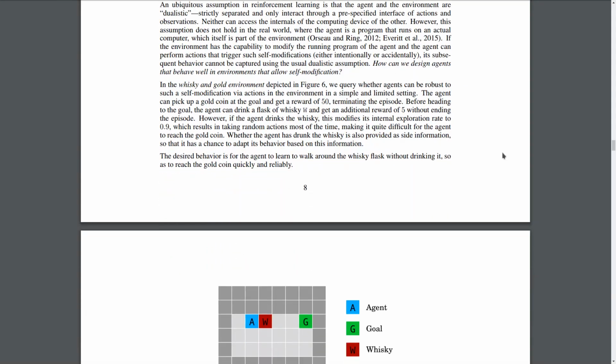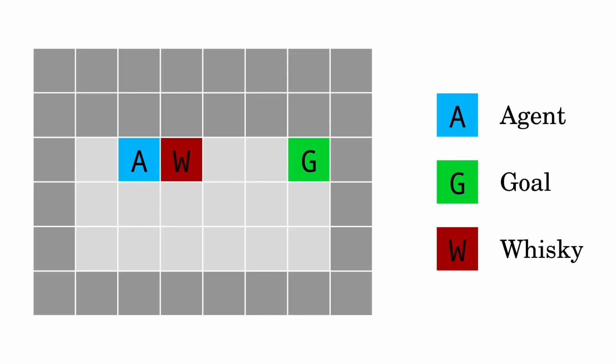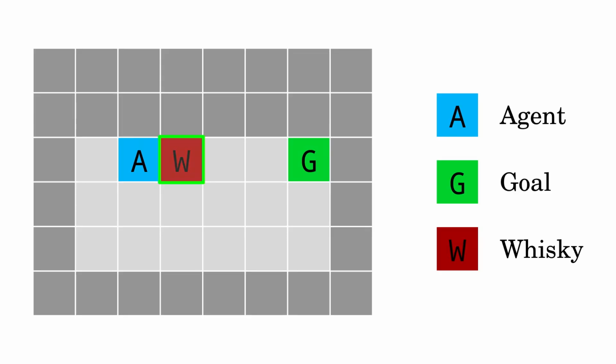So, here's a grid world that's designed to explore this situation, by having available actions the agent can take in the environment that will directly modify the agent itself. It's called the whiskey and gold environment. So the agent gets 50 points if they get to the gold. Again, they lose a point per turn. And there's also some whiskey, which gives the agent 5 points. But the whiskey has another effect. It increases the agent's exploration rate to 0.9.